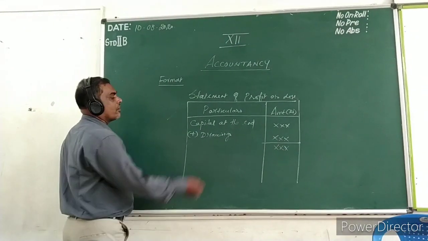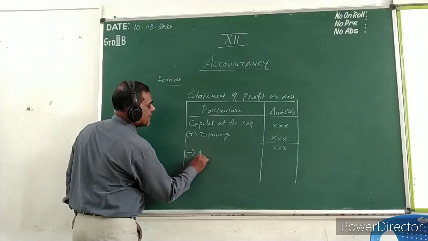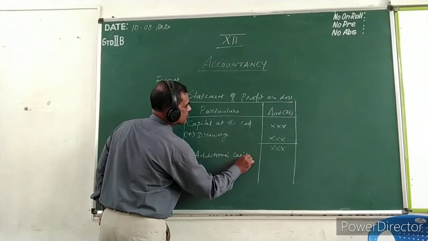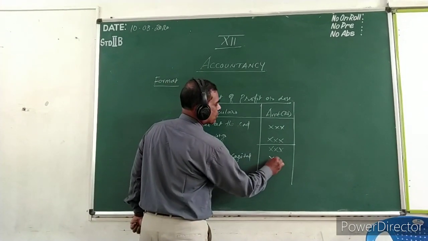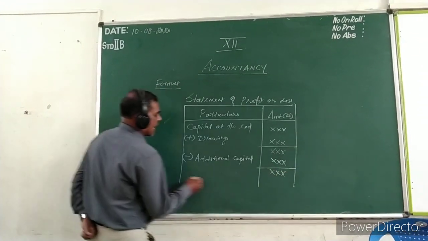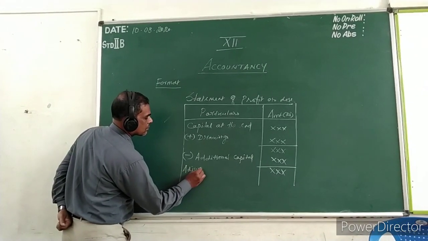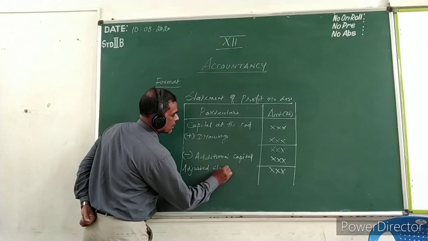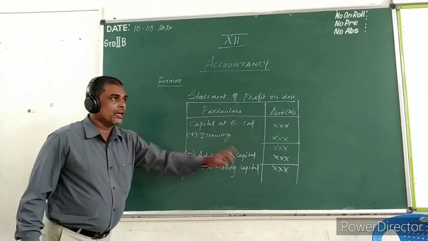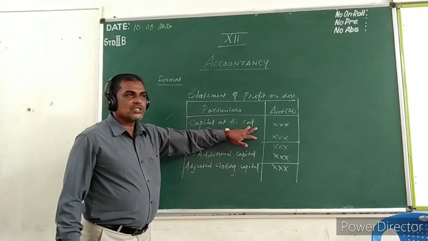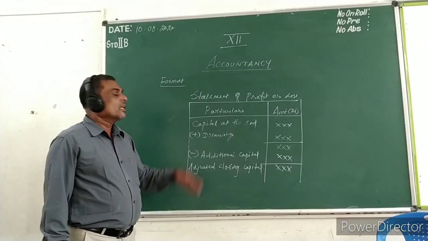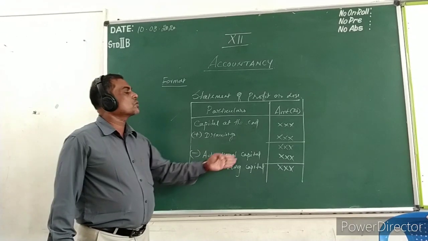From this we have to deduct the additional capital. We'll get one amount. That amount is called adjusted closing capital. Why is it called adjusted closing capital? Because from the capital at the end, that is closing capital, we are adjusting two amounts. One is drawings and another one is additional capital. That is why it is called adjusted closing capital.